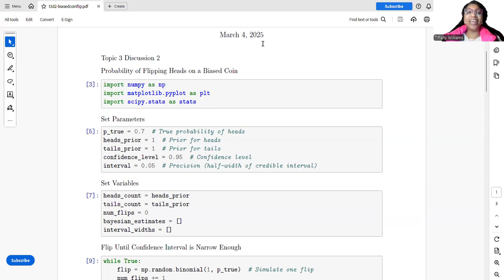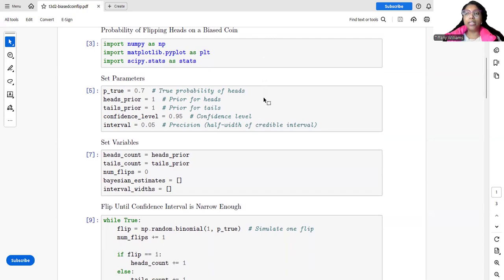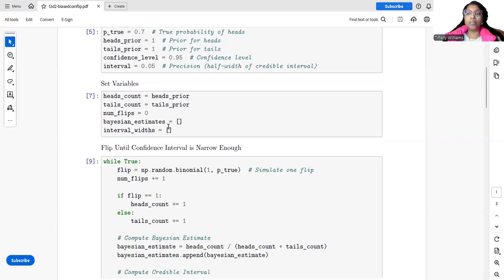It's on time. So getting into it, I imported my libraries and I set my parameters because it is a biased coin. I didn't set it at 50%. I set it at 70% probability of getting heads. And I set my other parameters, confidence level at 95%, and the confidence interval at 5% as well.